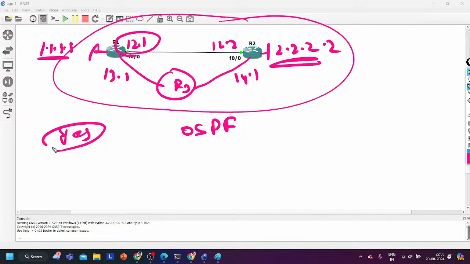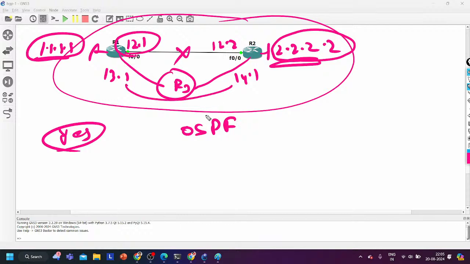After enabling OSPF, 1.1.1.1 can ping 2.2.2.2, yes. So with the help of this loopback IP address, if I form BGP neighborship, what will happen if this link goes down? Still 1.1.1.1 and 2.2.2.2 are reachable through OSPF via the lower path. OSPF will automatically install the lower path in its routing table, right? So your BGP neighborship will not go down. So in real time we will configure BGP with the help of loopback IP addresses only.